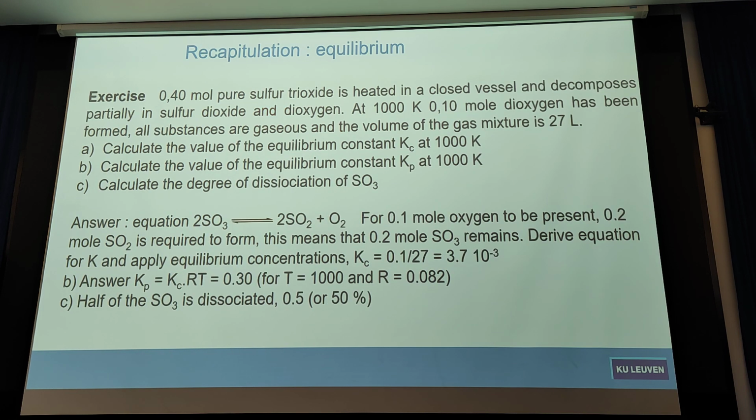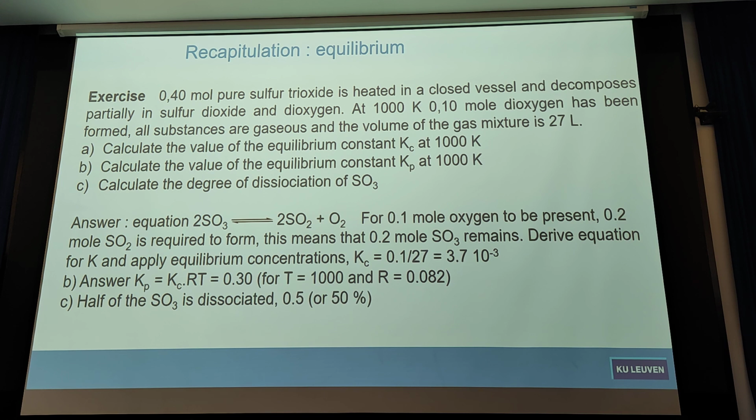Okay, so here's another exercise. I think this one you didn't get beforehand, but I will just give the answer right away. So it's about sulfur trioxide, SO3. We start with the pure compounds. There's 400 millimole of it, 0.4 mole. And we heat it in a closed vessel. That means the volume remains constant.